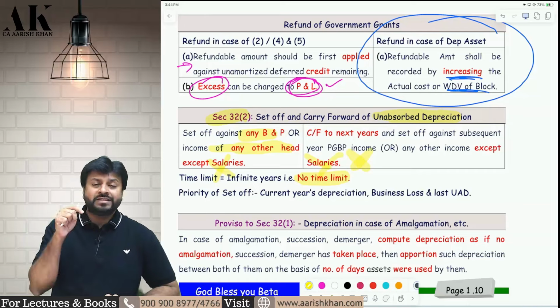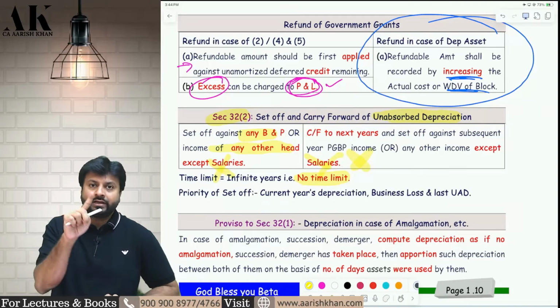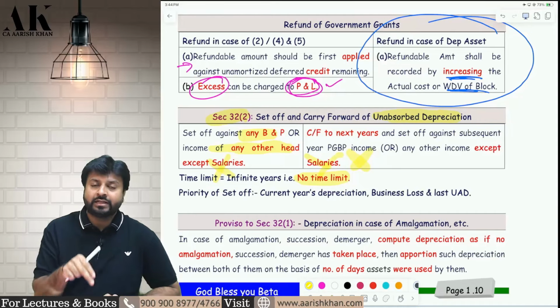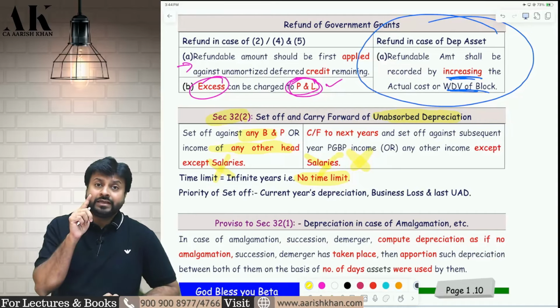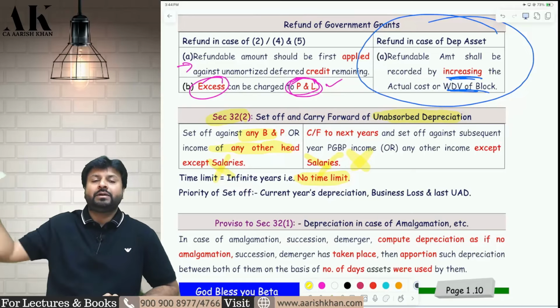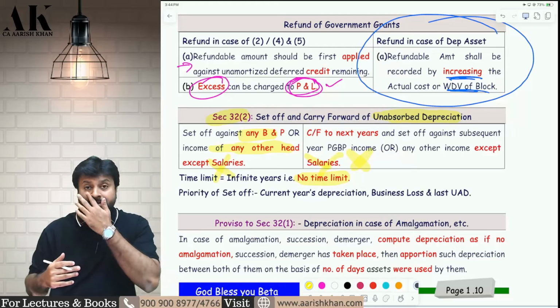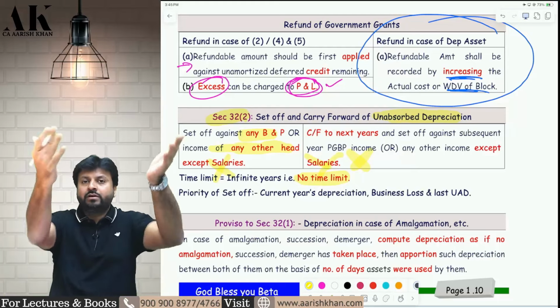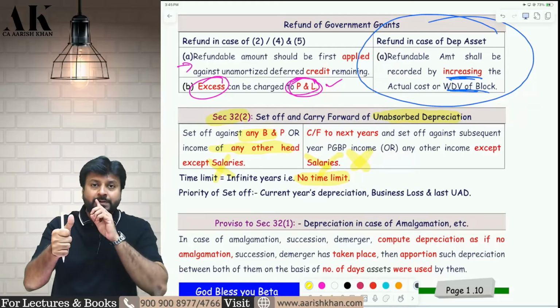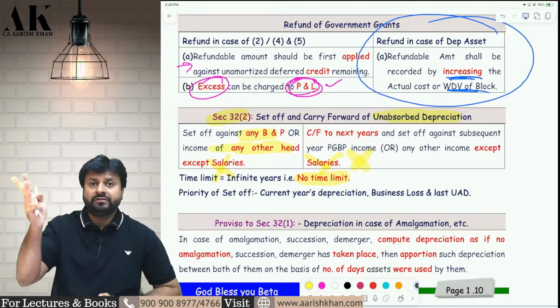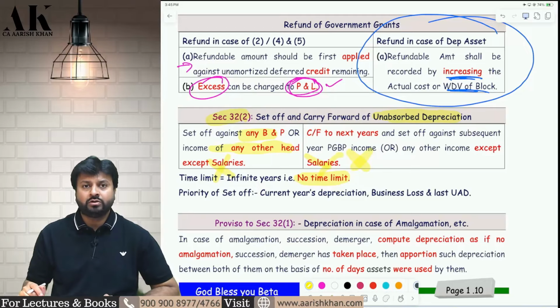Plus, there are two more items which are treated just like this. I would like to do that interlink today only. Unabsorbed capital expenditure of family planning is also treated like this only, and unabsorbed capital expenditure of scientific research is also treated like this only, and all three of them, in case of amalgamation, are given to the amalgamated company. If an amalgamation is happening, all of them will be given to the amalgamated company. Unabsorbed depreciation also, unabsorbed capital expenditure of family planning also, unabsorbed capital expenditure of scientific research also. Okay, this is the interlinking I am trying to do over here.